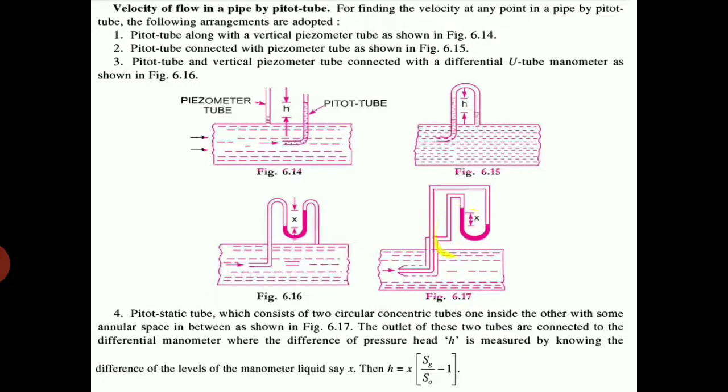Now we have to measure this pressure head difference. We measure this x, and we calculate h with the help of this x. So this is the working of the Pitot static tube.